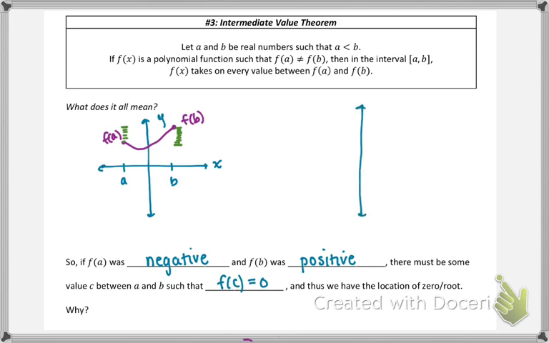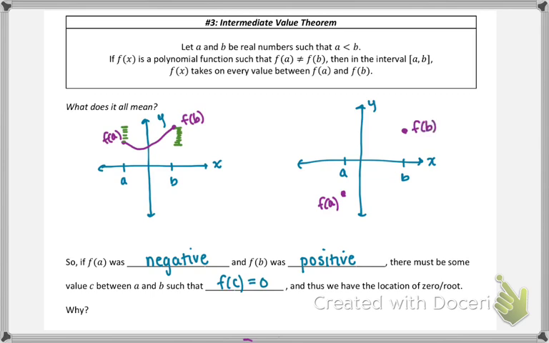So let's draw an xy axis. And let's put a here, doesn't really matter, and let's put b here. Now we're saying, what if f of a happens to be a negative value? So here's f of a. And what if f of b is a positive value? So here's f of b.